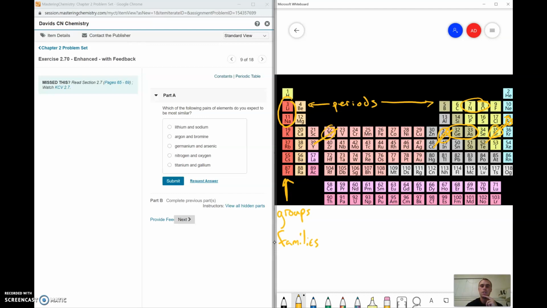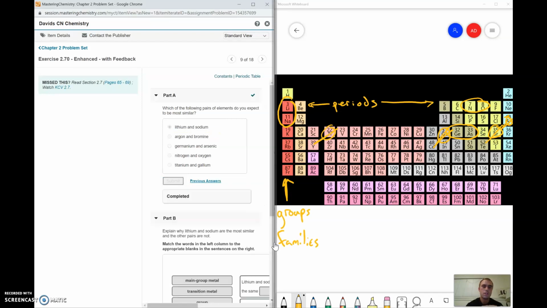These elements here in this group, this would be group number 1, these elements have the same number of valence electrons as each other. And it's those valence electrons that determine its reactivity and establish a lot of the characteristics and properties of each element. And so when we have the same number of valence electrons, that's when we see similarities. So then we can confidently say lithium and sodium, submit.